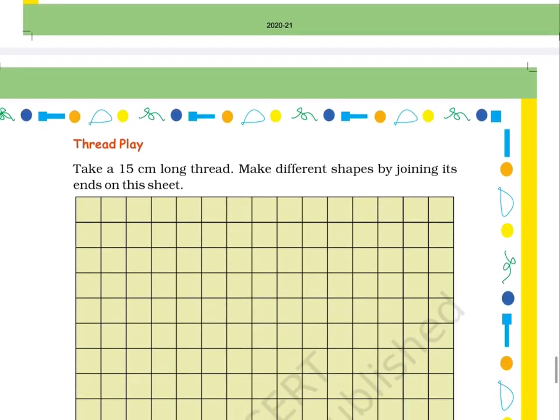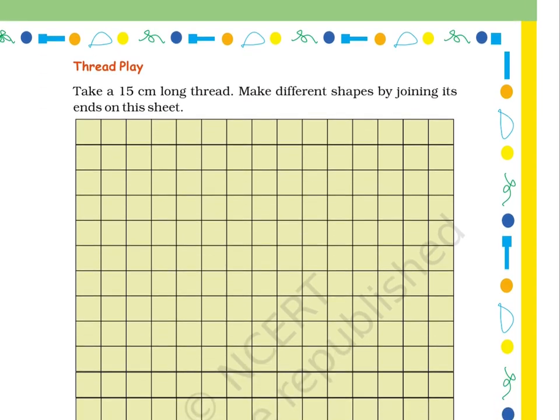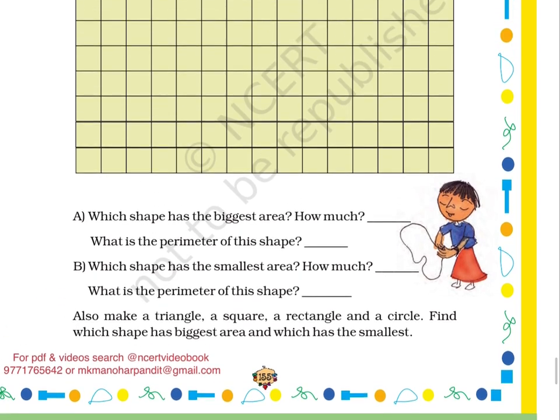Page 155. Thread play. Take a 15 centimeters long thread. Make different shapes by joining its ends on this sheet. We have a square grid in a large space, and a girl is standing below it holding her thread in her hands. A. Which shape has the biggest area?